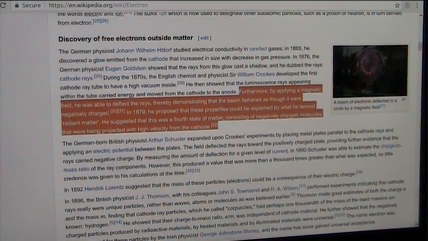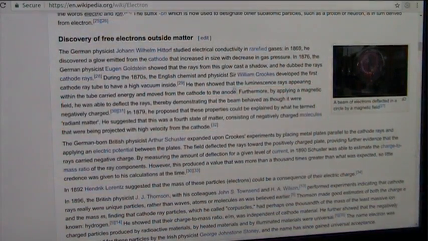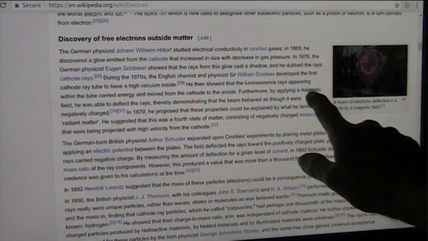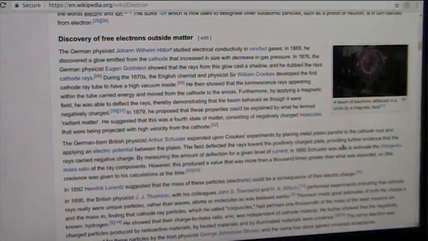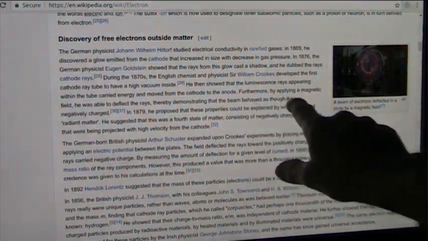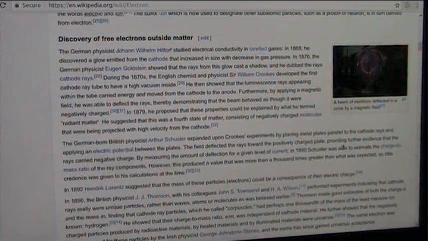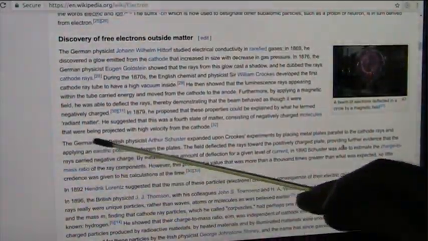Now listen to this. You can go in and study it if you want, but the takeaway is it's Crookes and these guys that did a bunch of work on this. Furthermore, by applying a magnetic field, he was able to deflect the rays. So they're shooting these rays, thereby demonstrating that the beam behaved as though it were negatively charged, because it is. They can deflect it because it's negative. They put a negative against it, it pushes it away.